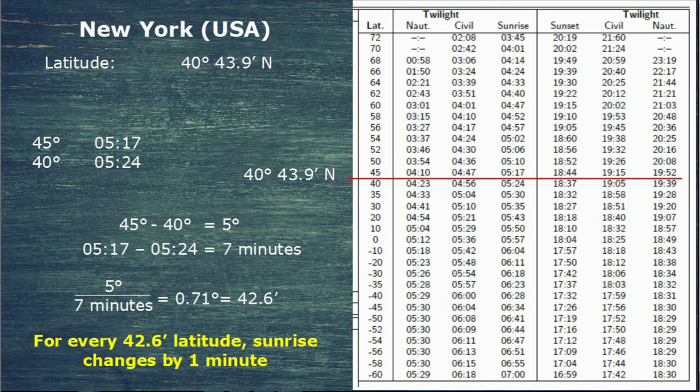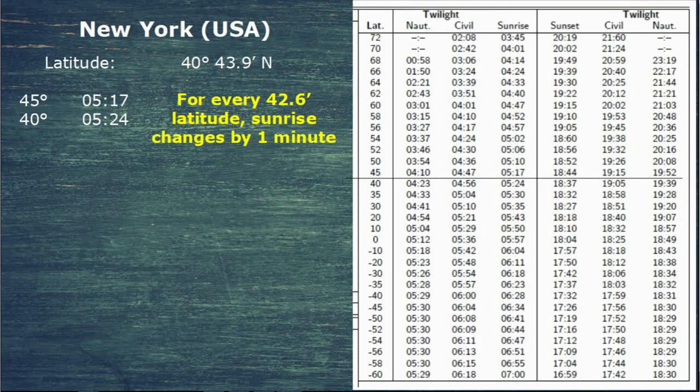So for every 42.6 minutes latitude change, sunrise time is going to change by 1 minute. I don't really mind which way you interpolate. This is the way that I prefer, so this is the way I'm going to show you in this example. Let's just tidy this all up. So with some clear space we can work out the exact time of sunrise at our particular latitude.